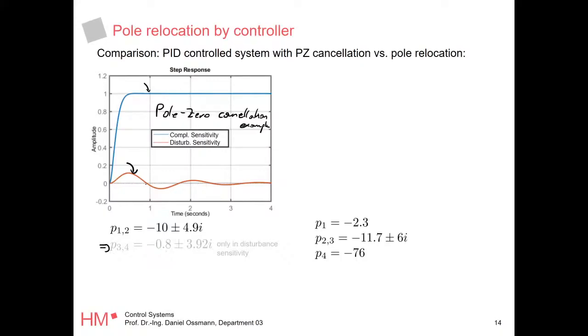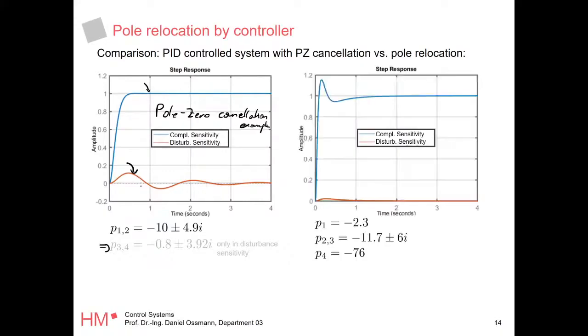These lowly damped poles only show up in here. Okay, and now with the root locus, this is very much flattened. So what we now did, we introduced a PID controller.